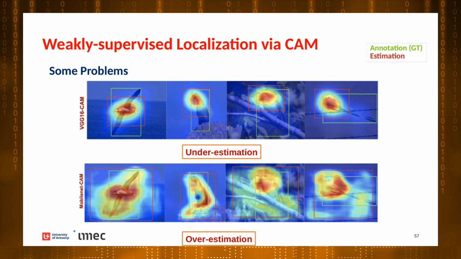Similarly, we have the other type of problem, where now my bounding box, the predicted one in red, is much larger than the one that is expected. And that is because, as we can notice, the heat map that is used to estimate the red bounding box is a bit coarse, it's too smooth, and it stretches too much over the image. And therefore, the bounding box that we estimate is much larger.